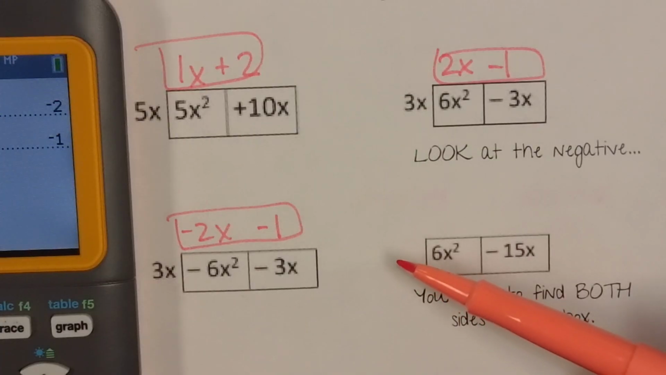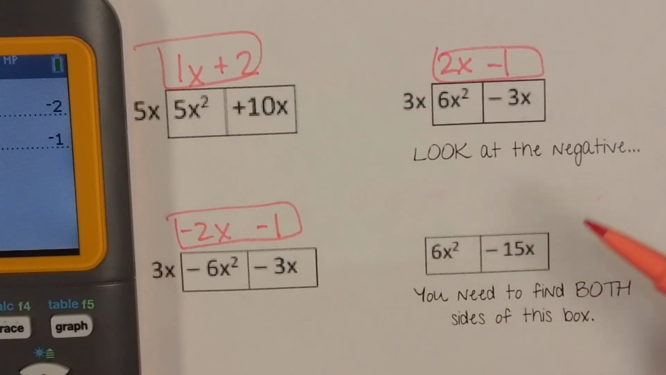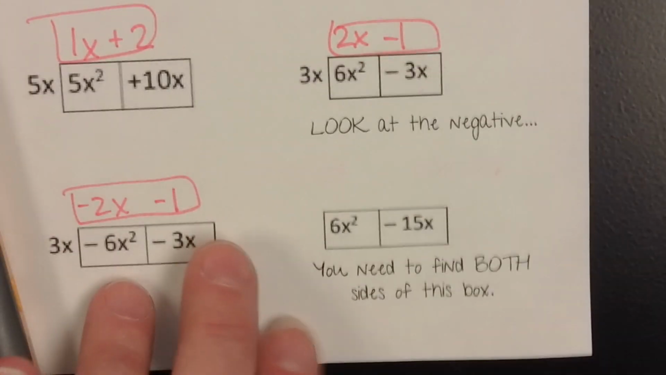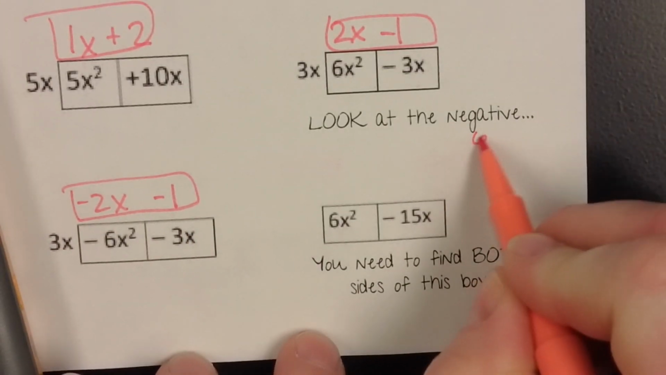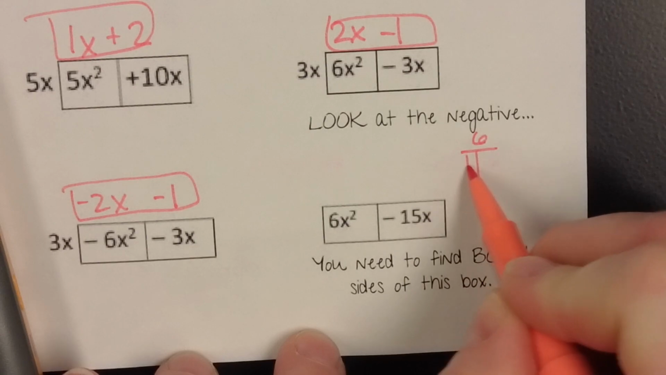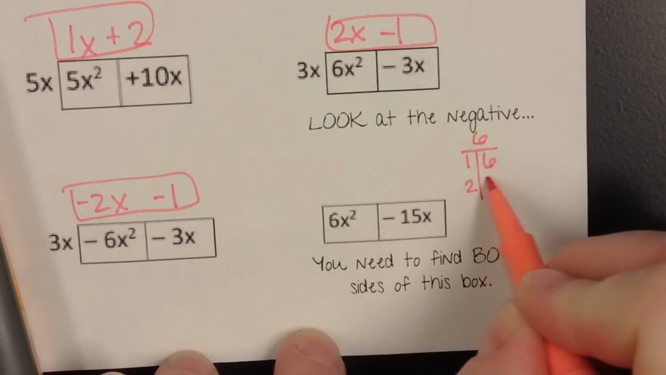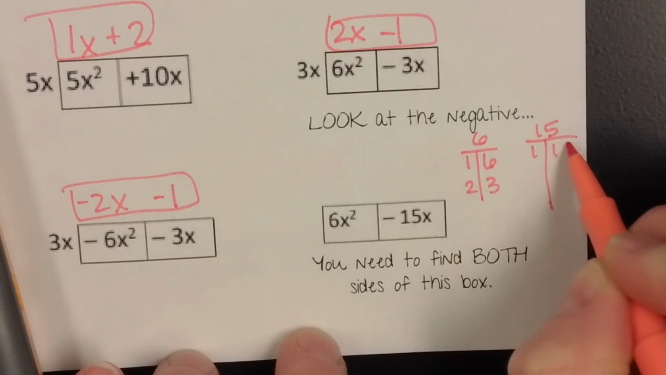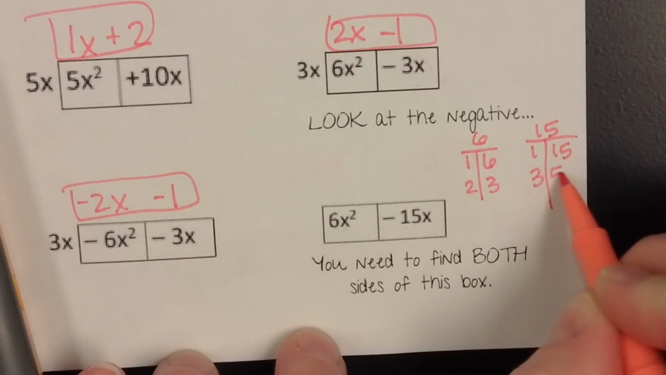They don't have anything out here, and they don't have anything on top. So we're going to do both sides. So what I want you to do is over here in the white space, we're going to say what makes 6. What times what makes 6? 1 times 6, 2 times 3. And what times what makes 15? 1 times 15, 3 times 5.